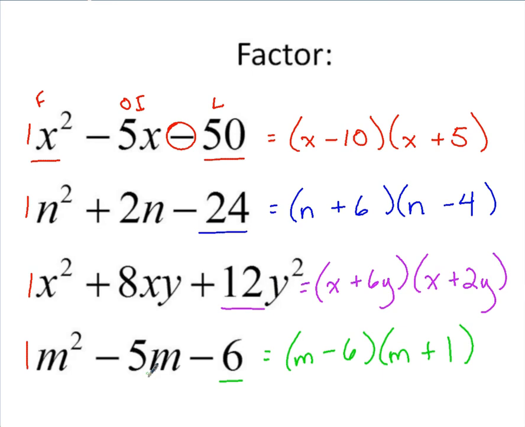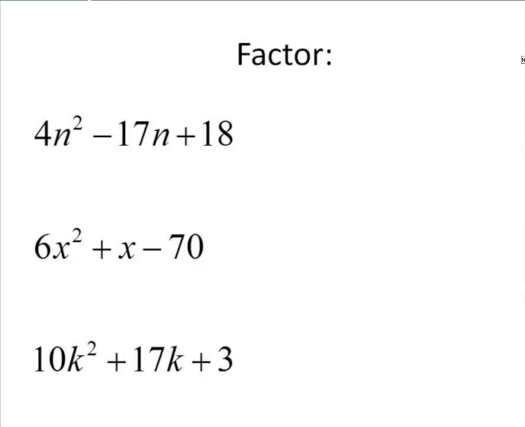All right, let's see if we can do these when that lead coefficient, though, is not a 1. All right, and these are the ones we'll end with for today. We're reversing the FOIL process. So two binomials. If I multiply the first terms, they're going to give me 4n squared here. I multiply the outside and inside, then combine them. That's going to give me the negative 17n. Multiply the last terms. That's going to give me a positive 18 back. Let's see if we can create that combination over here with a pair of binomials.